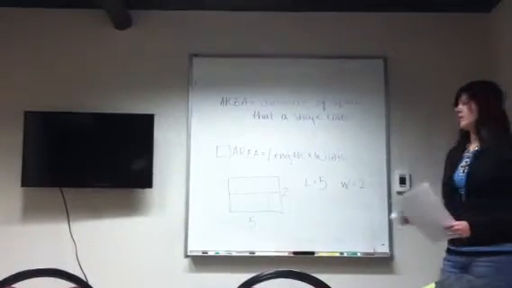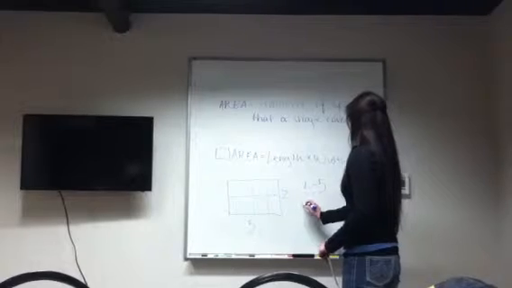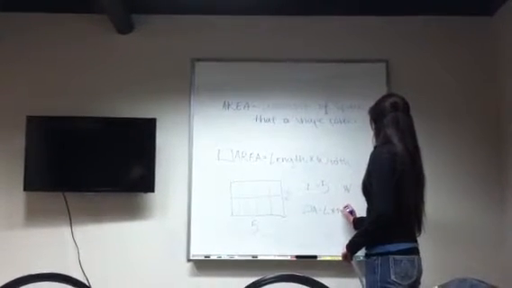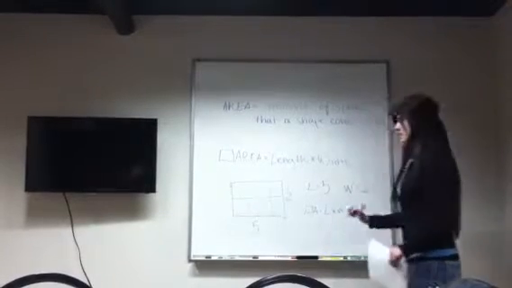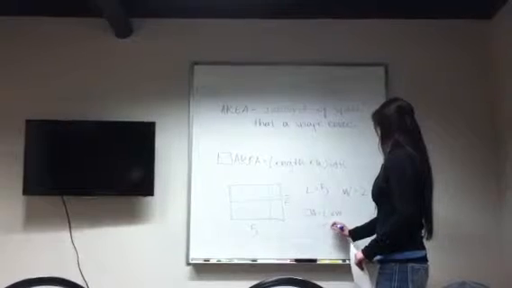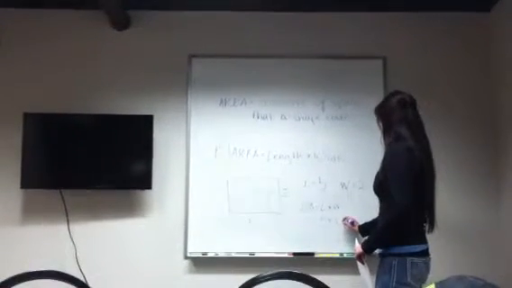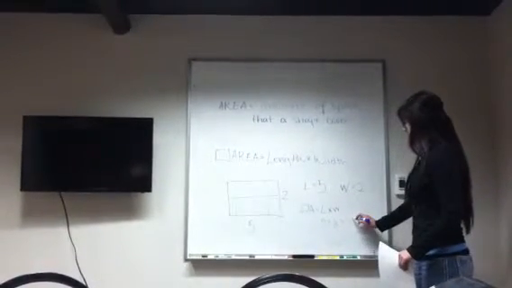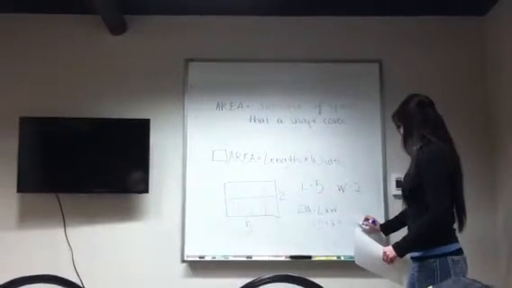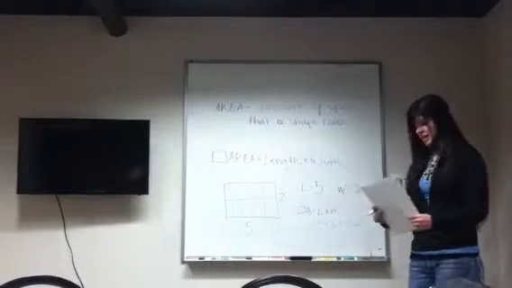Length times width. So I would have area of the rectangle is equal to length times width, right? Yep. Which is equal to what, given these variables? 5 times 2, so it's 10. 10 units what? Units squared. Units squared, perfect.